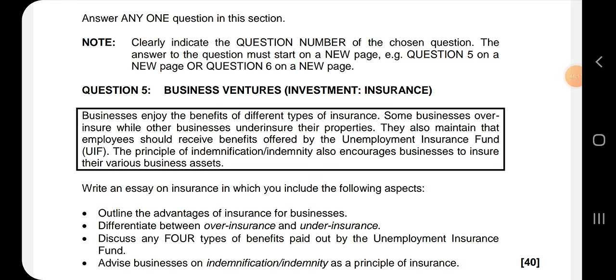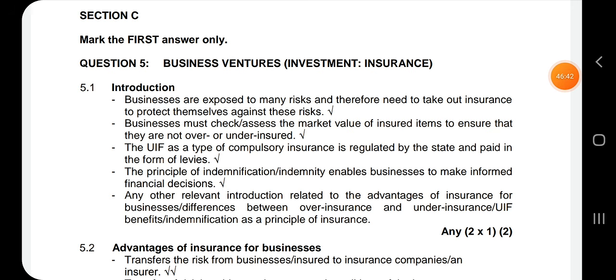Then you are done. In your body, it's question 5. Your introduction will be 5.1. Your body, outline the advantages of insurance, will be 5.2. Differentiate between over-insured and under-insured will be the heading of 5.3. Then discuss any 4 types of benefits paid out by the Unemployment Insurance Fund, that will be 5.4. Then advise the business on indemnification, that will be 5.5. And then your conclusion will be 5.6. So this is what you can ask.